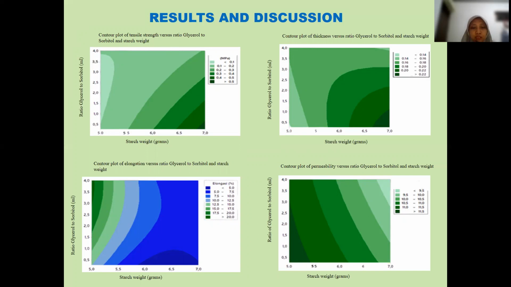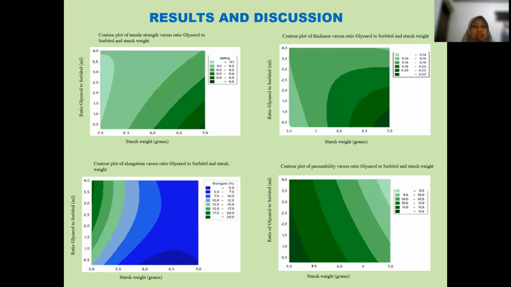of polymer chains. The second image on the lower left shows that the best elongation result has the darkest green color at a glycerol to sorbitol ratio of 8:2 and starch weight of 5 grams. This is because the increase in glycerol will reduce the cohesive bonds between polymers, thus forming a more elastic film.